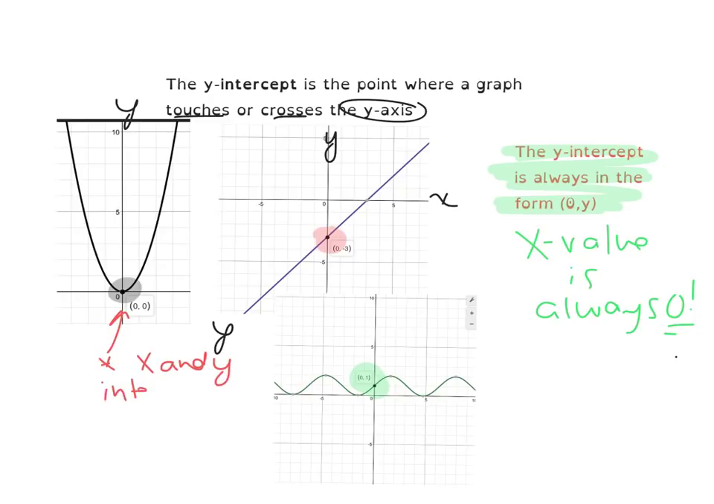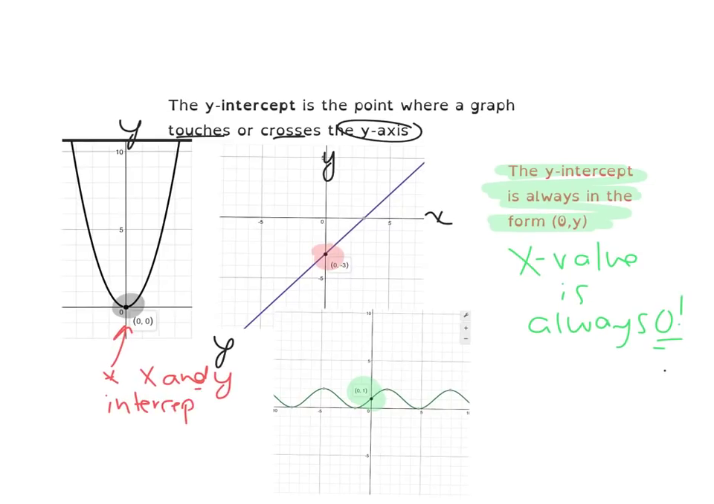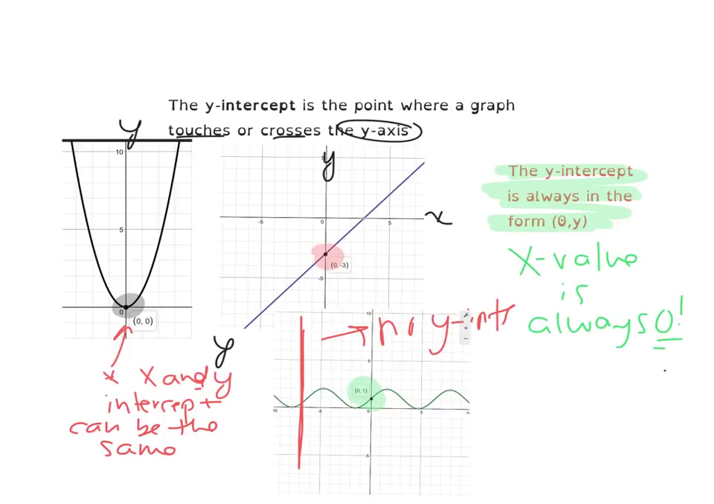Now what's really important to note, if we look at this example, is that the x and the y-intercept can be the same point. So they don't have to be unique. They could be different. There could be one, there could be none of them. Like if I draw this graph here, this graph right here has no y-intercepts. So just like the x-intercept doesn't have to have one.